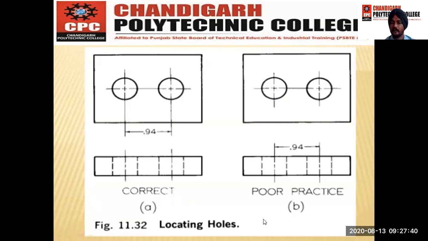This is the drawing for a locating hole. How you can represent a dimension on it. There are two options. One is correct and second is poor practice. You cannot place the dimension with the second portion. Try to complete the maximum dimension with the front, with the maximum length of the front portion of the drawing. So this is the poor practice. This is the correct practice.